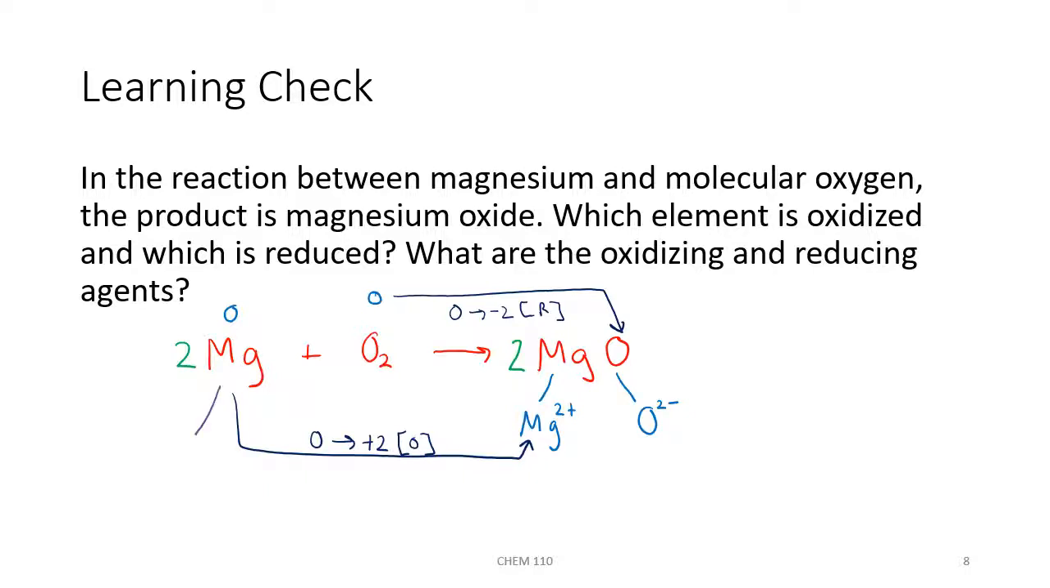So our magnesium was oxidized. Our oxygen was reduced in the process. And when defining the oxidizing and reducing agents, those are going to be the exact opposite of what we just determined. The magnesium, since it was oxidized, would be our reducing agent, and our oxygen will be our oxidizing agent.